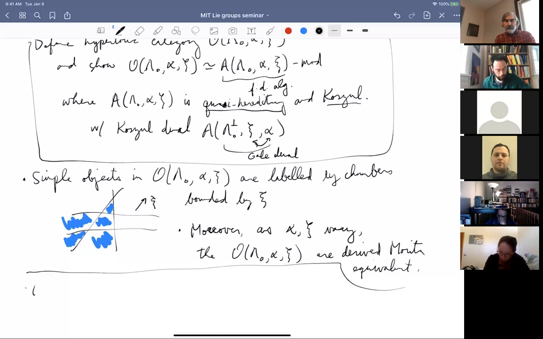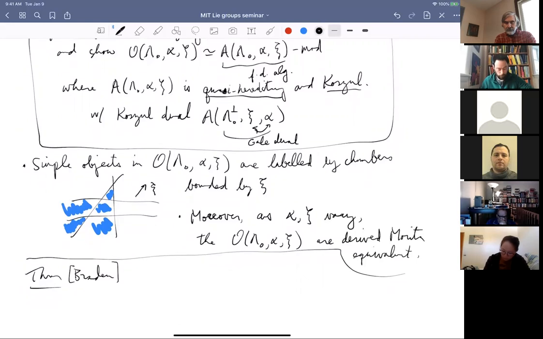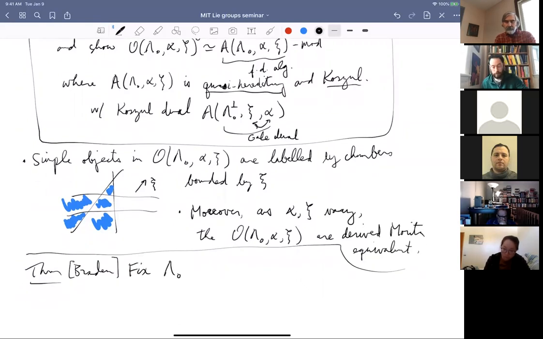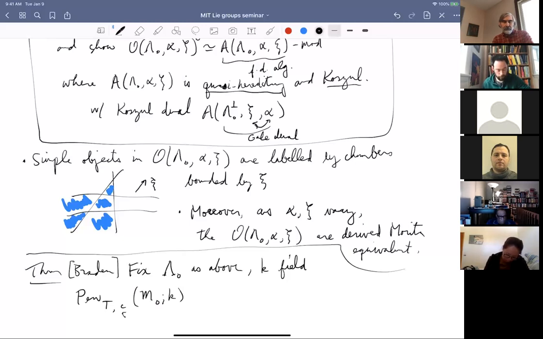So now to switch to the Schur algebra side, with Tom Braden, starting with the same data, just the sublattice lambda naught as above, and now K any field, we show that the category of T equivariant perverse sheaves on M naught with coefficients in K. So here we look at perverse sheaves that are constructible with respect to the symplectic leaves. That's what this C stands for.